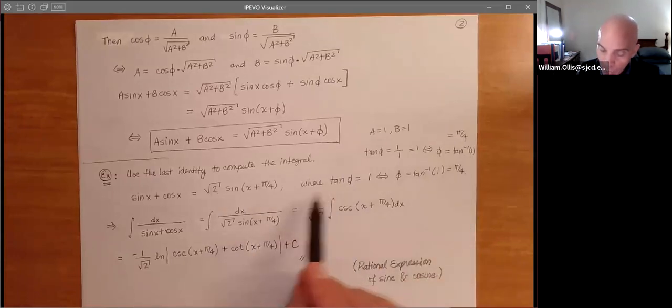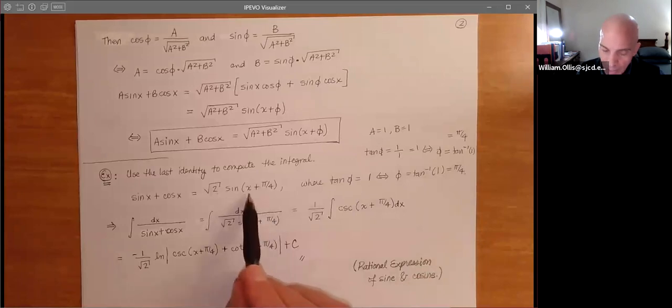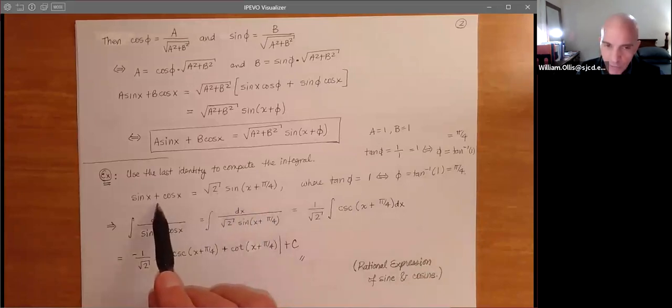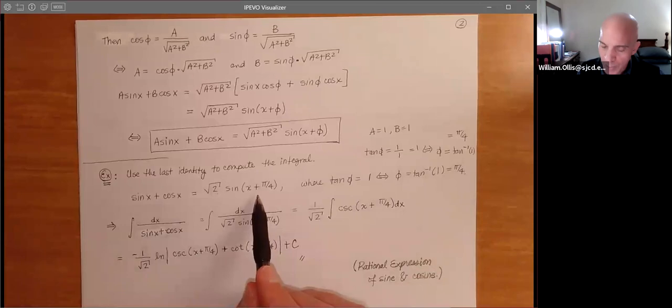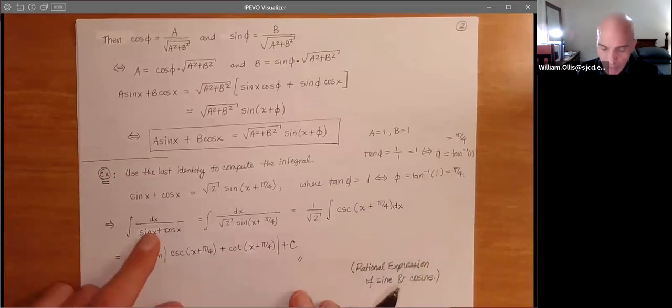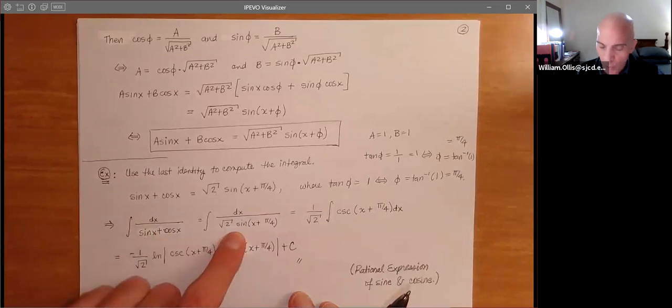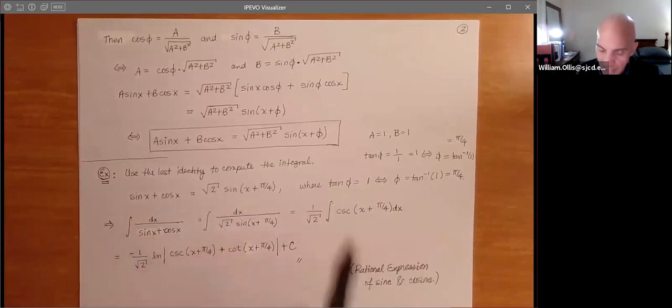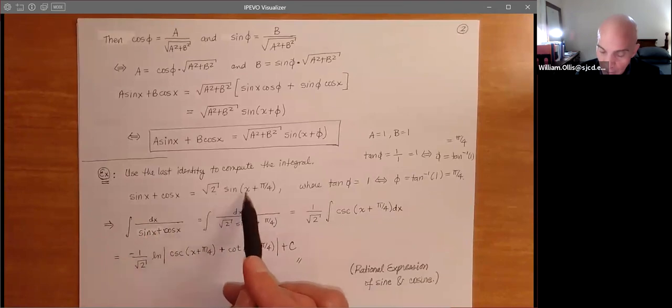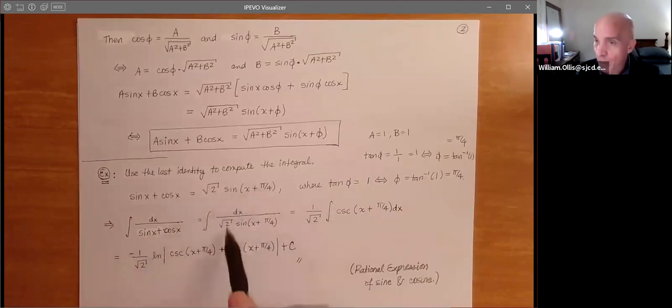So now when you look at this, you're thinking, okay, this is uncomfortable. This is simple because we can reciprocate it. So now we have the integral of 1 over sine x plus cosine x, where now we replace the sine x plus cosine x with the root 2 sine of x plus pi over 4. And now, of course, just factor the 1 over root 2. And of course, 1 over sine is just cosecant.